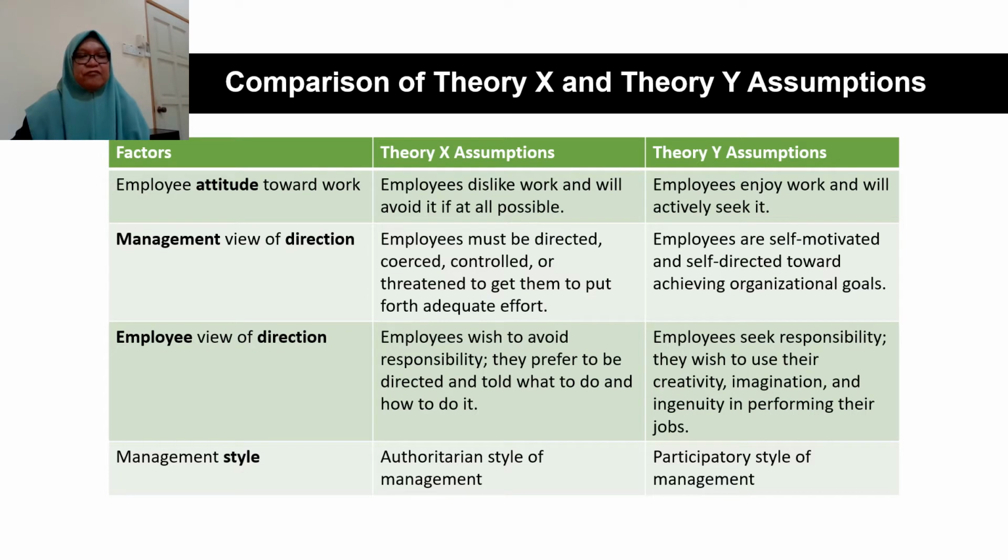Okay? The third factor is employee view of direction, what the employee hopes that the management will do. Theory X assumes that employees wish to avoid responsibility, so they prefer to be directed and told what to do and how to do it. Since these employees don't like to do the task, if you don't ask them to do it, they won't do it. So they always hope that the management will tell them what to do and how to do it. If the management doesn't tell them, they won't do anything. So the management has to tell them.